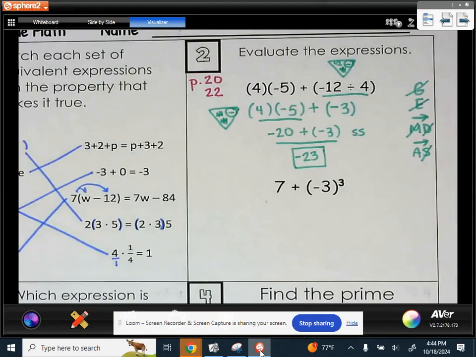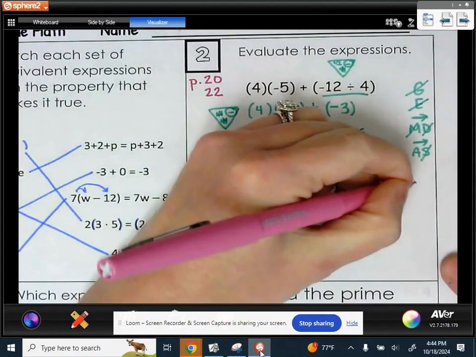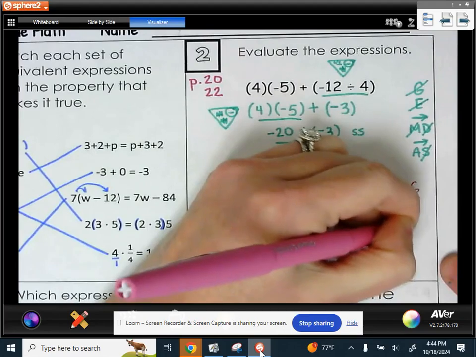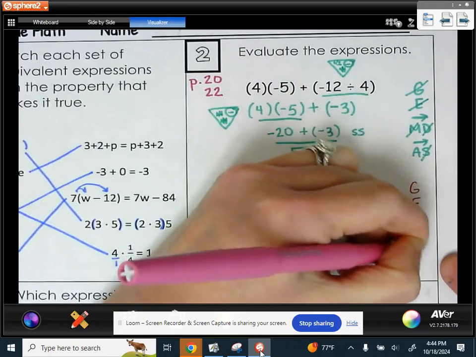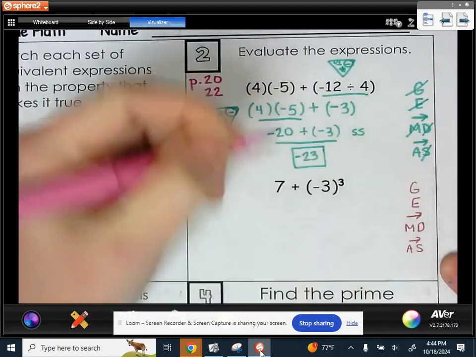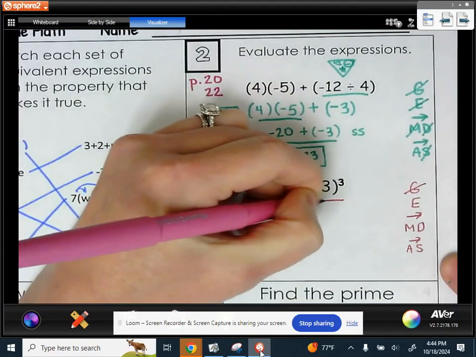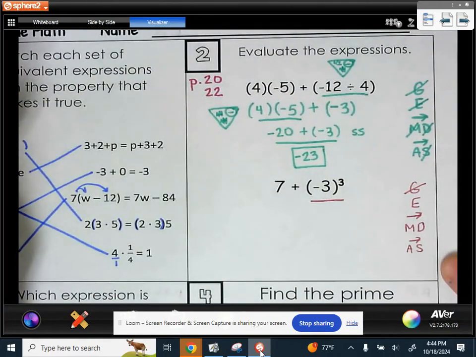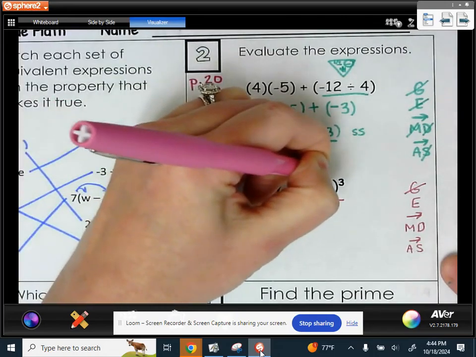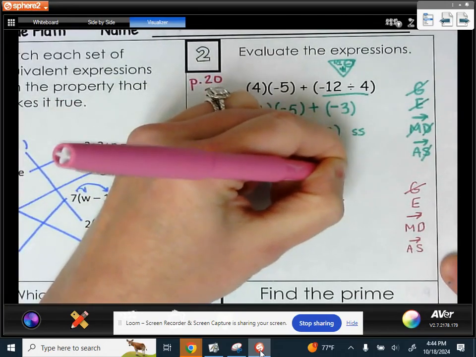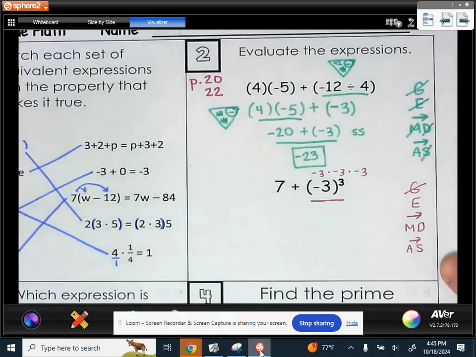The next one does not have any grouping symbols. Again, yes, we see some parentheses there, but they only have a number on the inside. They don't have an actual problem. So this would count as our exponents step. And remember, I always want you to write out exponents in expanded form. So -3 times -3 times -3.